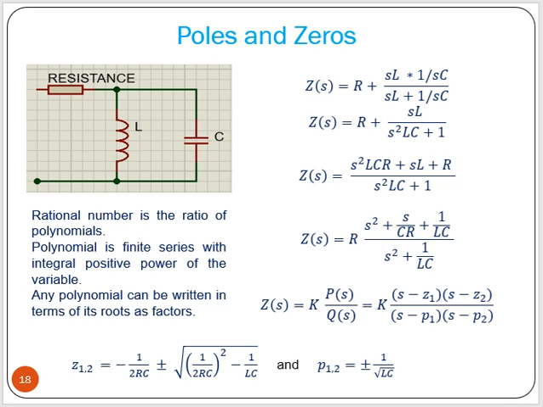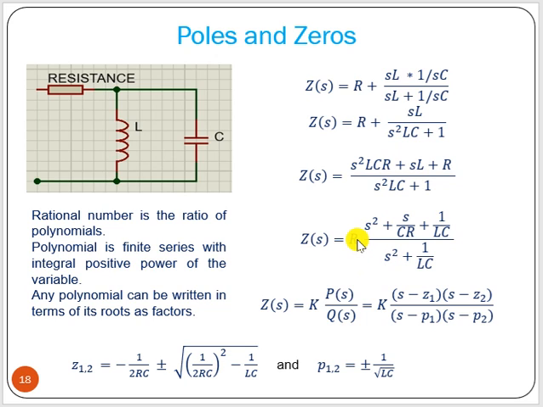Now let us find out another point, that is pole. What are poles and what are zeros? For this simple circuit, with resistance, inductance, capacitor, what is the Z(s) that we can find out? With these two in parallel, so sL into 1 by sC divided by sL plus 1 by sC, similarly R1 into R2 divided by R1 plus R2, plus R. So we got Z(s). Now we can solve it, and we will find this particular expression.